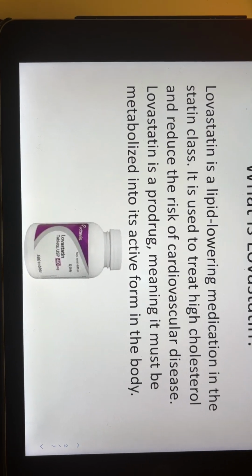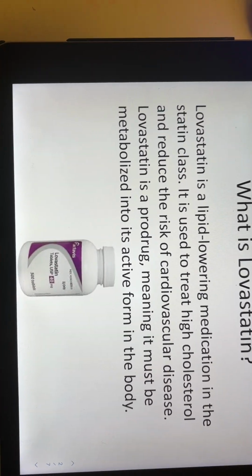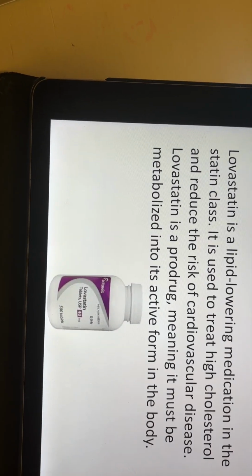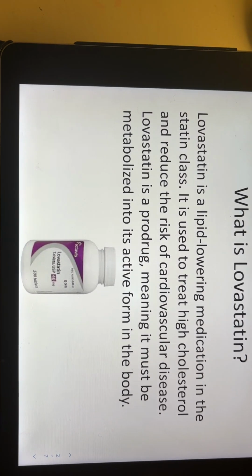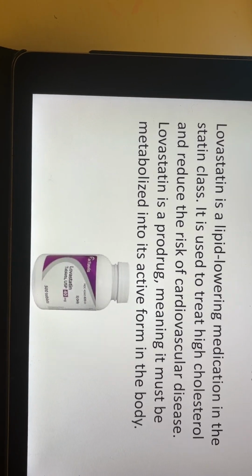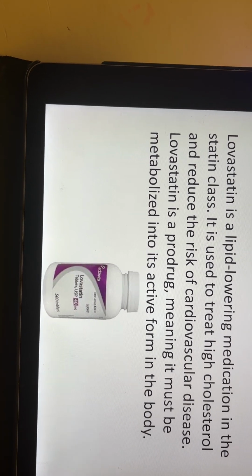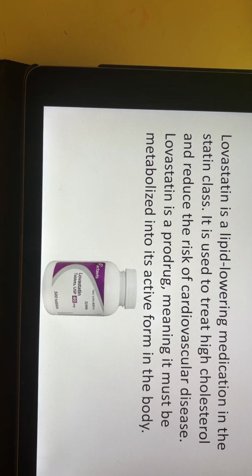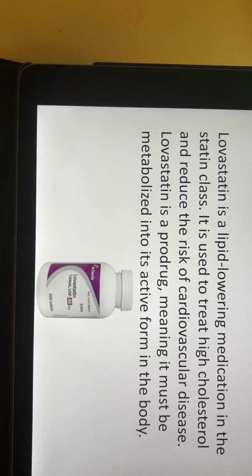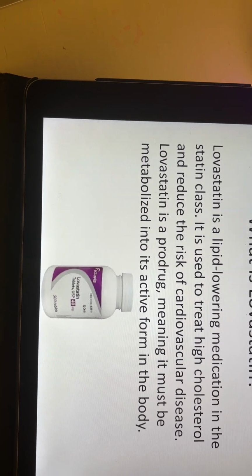What is lovastatin? It is basically a lipid-lowering drug classified under statins, which are among the most widely prescribed medications for reducing blood cholesterol levels. It's often used to lower LDL cholesterol, which is the bad cholesterol responsible for arterial plaque buildup. One key point to remember is that lovastatin is a prodrug, and that means when you take it, it's not active yet. The body must convert it into its active form before it can inhibit cholesterol synthesis.